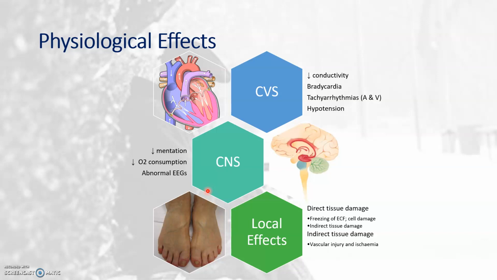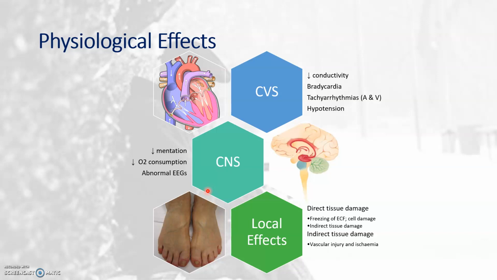And in the cardiovascular system, that particularly affects the conducting tissues of the heart, leading to bradycardia, but in profound hypothermia, patients may develop malignant tachyarrhythmias such as atrial or ventricular tachycardia and fibrillation. Hypotension can also be seen in the hypothermic patient, partly due to decreased myocardial contractility.